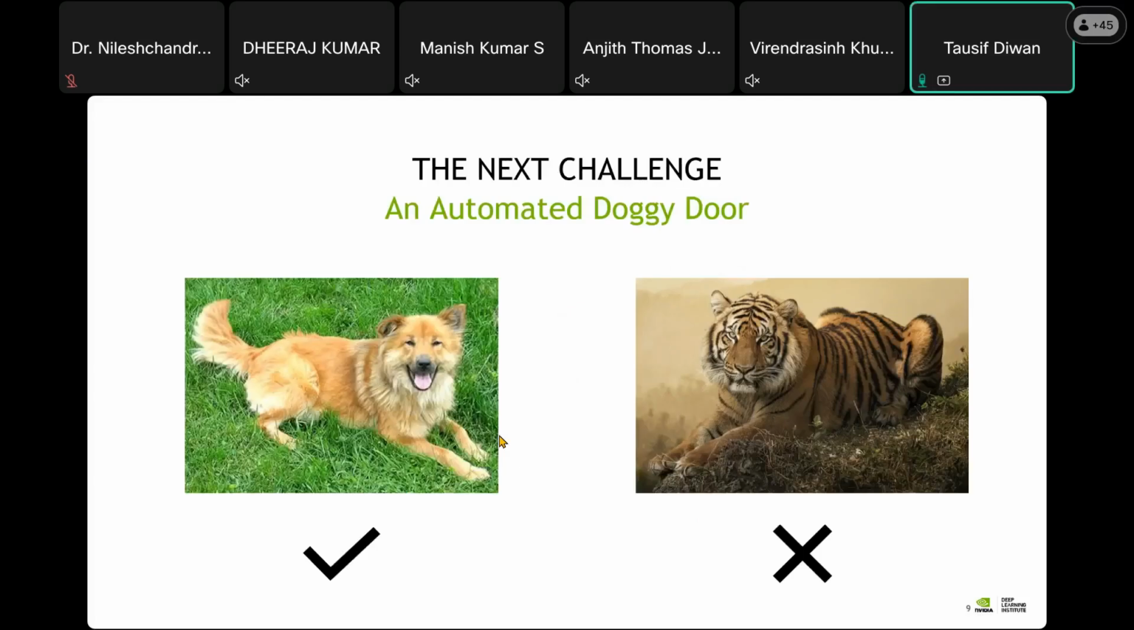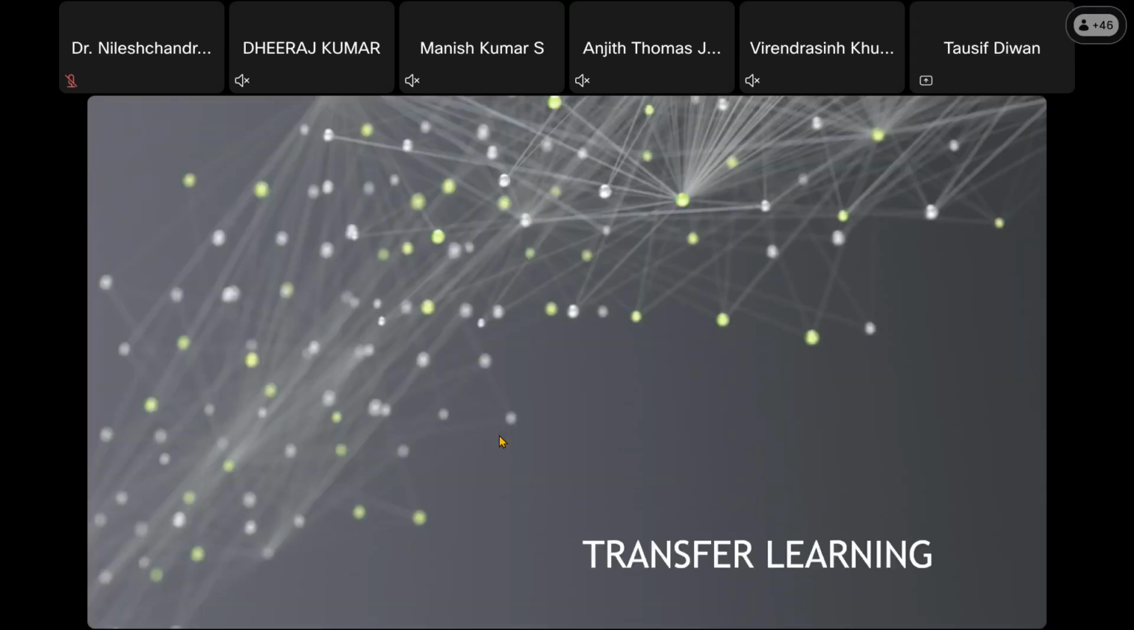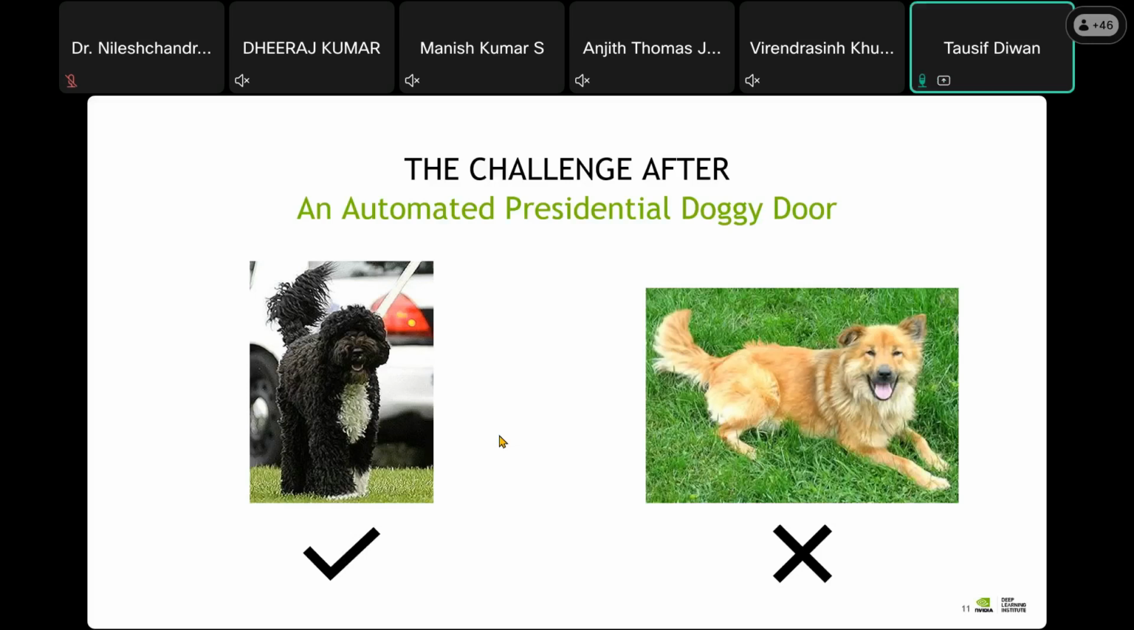The next problem is based on detection of dogs. We will try to build an application, an automated doggy door, in the next notebook, and the identification of a special kind of dog in the next notebook. That is the presidential doggy door problem. Suppose we can easily recognize, okay, this is a dog image. Then we can fine tune the model to recognize specific types of dog. This is the philosophy behind this.